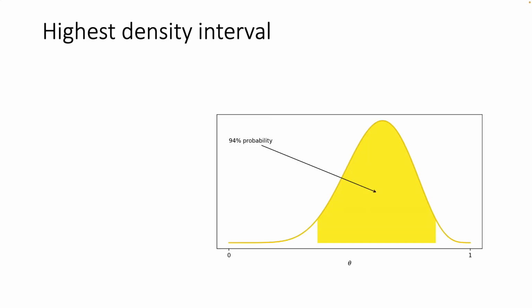Also, we can use interquartile intervals. So for our example, if we wanted 94% probability, it will look something like this. This is the highest density interval for the resulting binomial distribution.